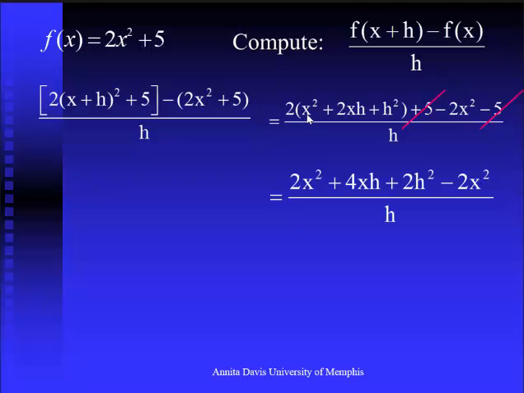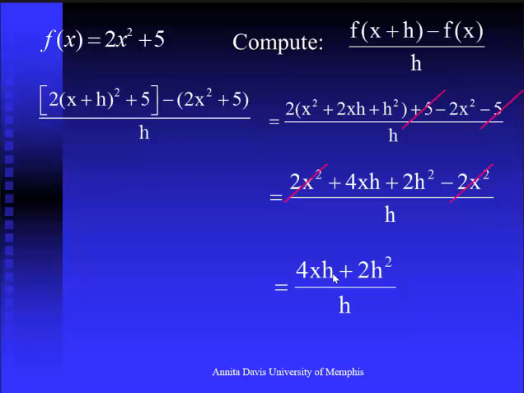Now we distribute the 2. 2x squared plus 2 times 2xh is 4xh, and then 2 times the h squared is 2h squared. We bring down the negative 2x squared. Notice we have plus 2x squared minus 2x squared, so they cancel. That leaves us the 4xh plus 2h squared.